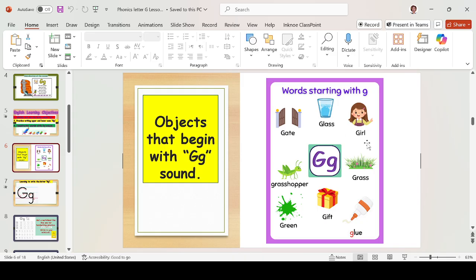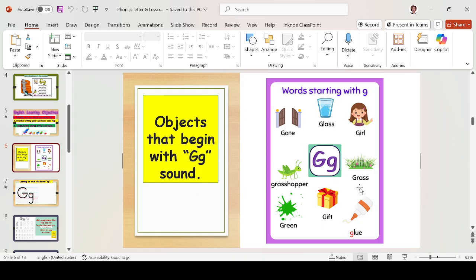Glass. Next one. What is this? Very good. Girl. Okay, I want all the girls to raise your hand and wave. Say, I am a girl. I am a girl. Okay, good. Now, what is this one? Do you know this one? Grasshopper.